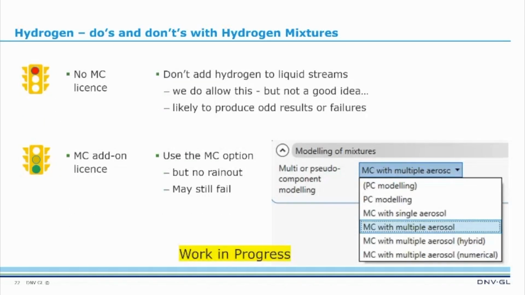But when we come to mixtures and liquid, it's a different story. If you don't have a multi-component license, then please don't put hydrogen into liquid streams. Although we don't prevent this, it's not a good idea, and it's likely to produce very strange results because we're representing the multi-component phase envelope with a single vapor pressure curve, as per a normal pure component, and this is not realistic for hydrogen when you've got hydrogen in a mixture. If you've got a multi-component add-on license, it should be fine to put hydrogen in a mixture.